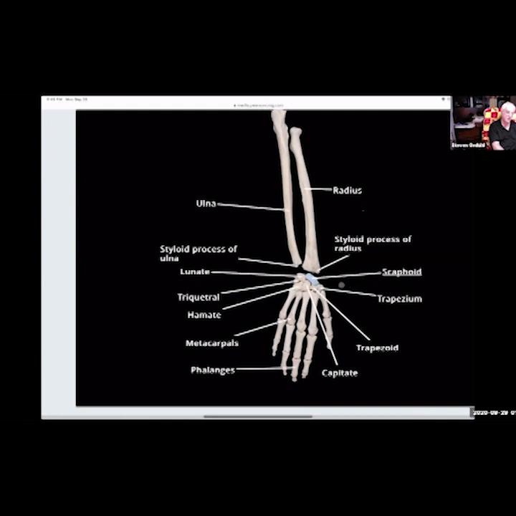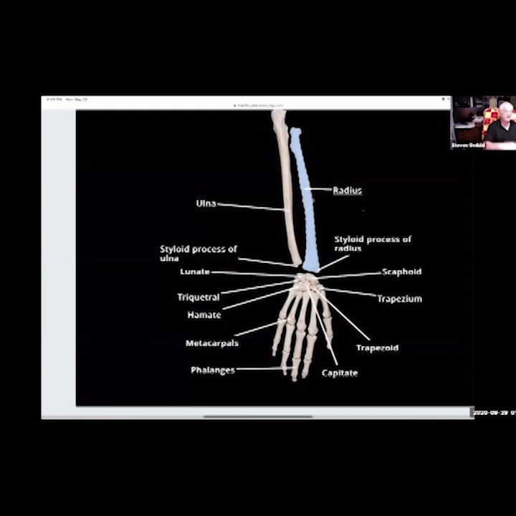Then on this extension here on the radius, you have the styloid process of the radius, which is just an extension. There's like the styloid process in the skull. It's like a little hood that comes out. It's an extension of the bone. You have one on the ulna and the radius. And then this is your radius bone.